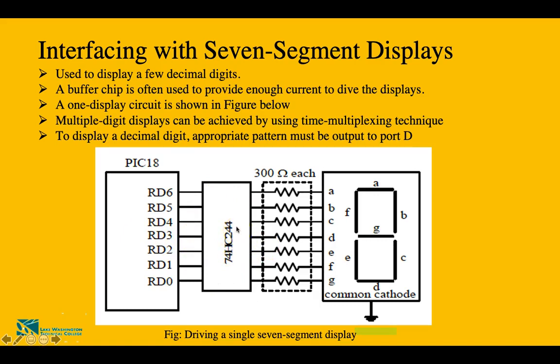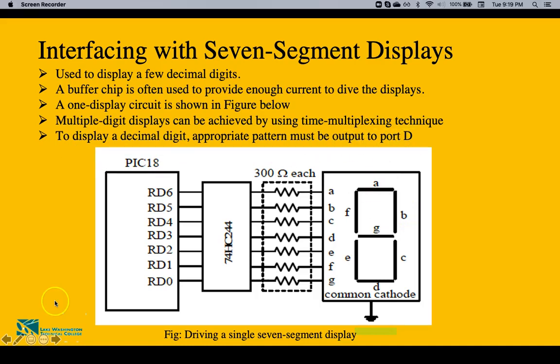All right, so this is used to display a few decimal digits. A buffer chip is often used to provide enough current to drive the displays. A one display circuit is shown in the figure below. So this is one display circuit, which means you're using just one 7-segment display, and a multiple digit display can be achieved by using a time multiplexing technique. And to display a decimal digit, the appropriate pattern must be output to port D.